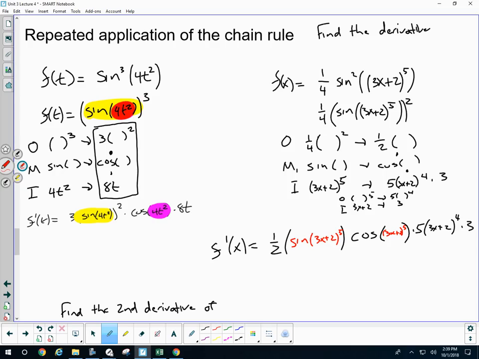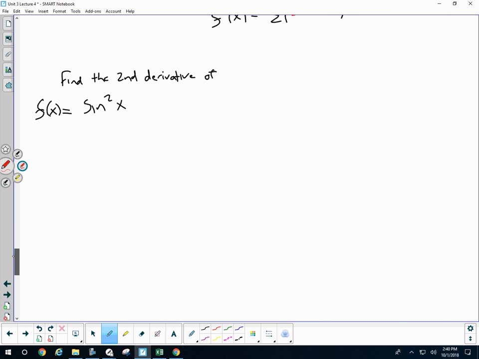That's the final answer. Probably, if anything, I would multiply the 3 and the 5 and the 1/2 to get 15 over 2. Sine of 3x plus 2 to the 5th, cosine 3x plus 2 to the 5th. Okay? Great.